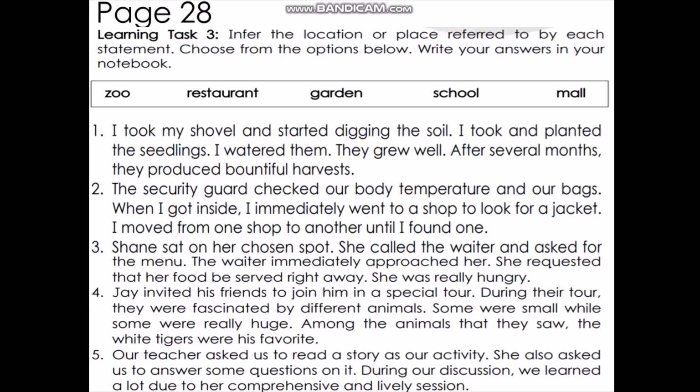Number 5, our teacher asked us to read a story as our activity. She also asked us to answer some questions in it. During our discussion, we learned a lot due to her comprehensive and lively session. So again, you need to infer the location or place referred to by each statement. The choices are zoo, restaurant, garden, school, and mall. If you're not yet done, click the pause button. If you're done, click the play button.